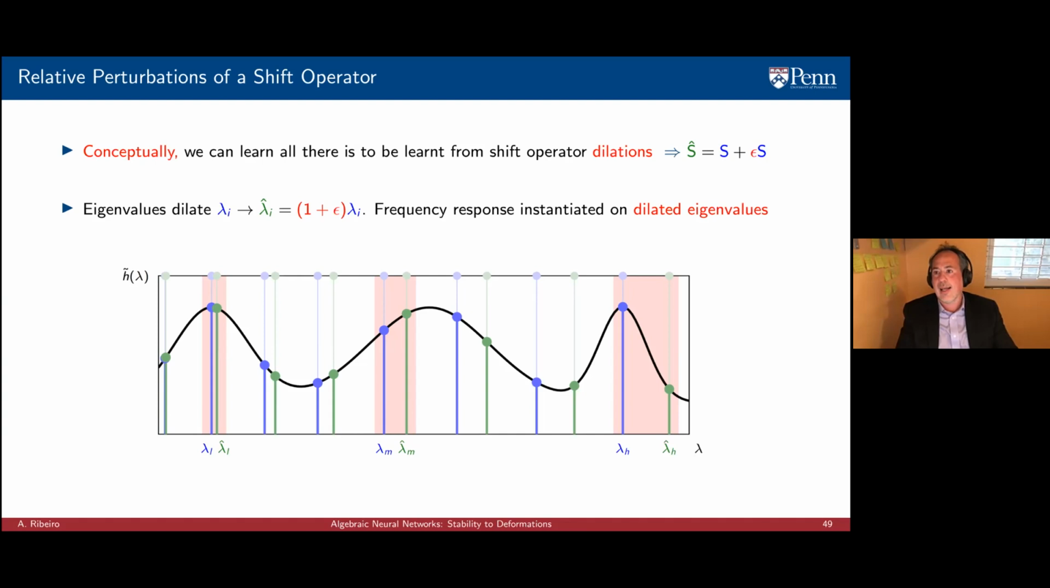When you consider a dilation of your shift operator, the eigenvalues dilate. And observe that this dilation of eigenvalues means that eigenvalues close to zero move less than eigenvalues that are far away from zero. That's the reason why we have this integral Lipschitz constant, because the farther away we are from the origin, the more that a filter can be perturbed, because the eigenvalues can change by a larger amount.